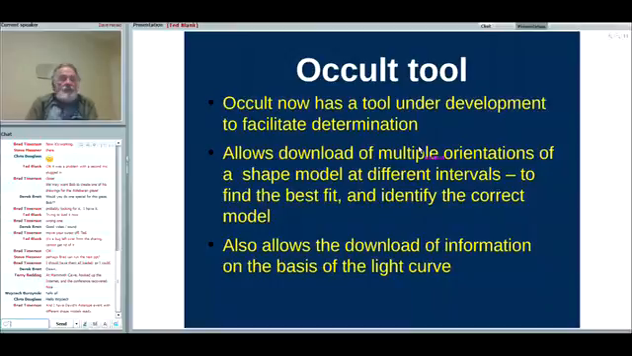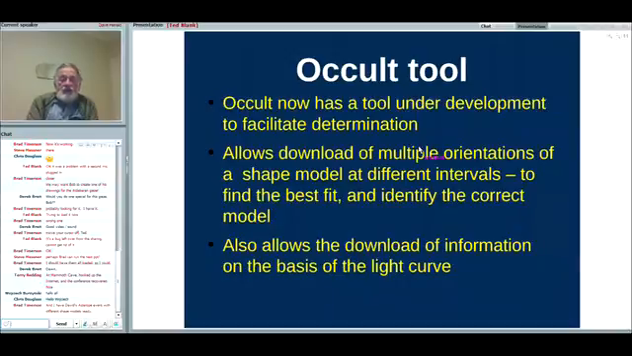So, what do we have? In Occult, and some of what I'm talking about is going to be in the next version, which will come out hopefully next week, when an issue with ISAM has been fixed up, Occult now has a tool to facilitate the fitting of occultation cords to shape models. It allows the download of multiple orientations of a shape model at different, selectable intervals, so that you can find the best fit and identify the correct model without having to spend too much time manually identifying fistfuls of models.